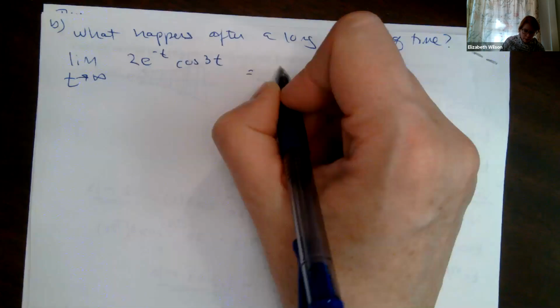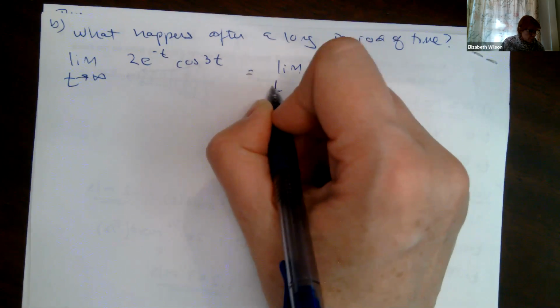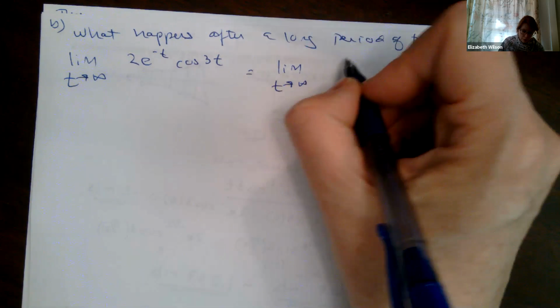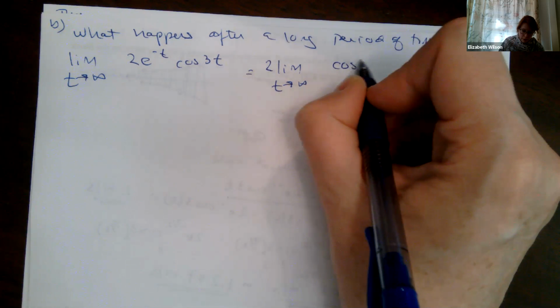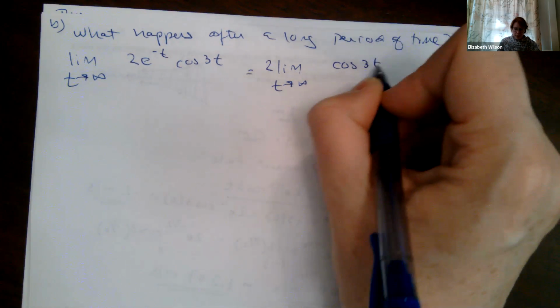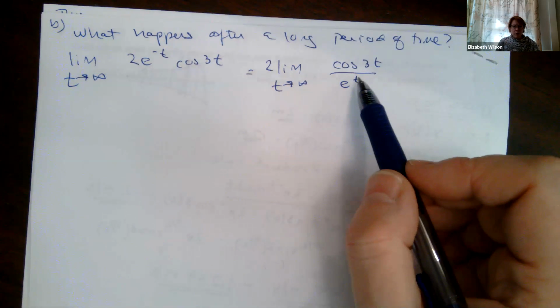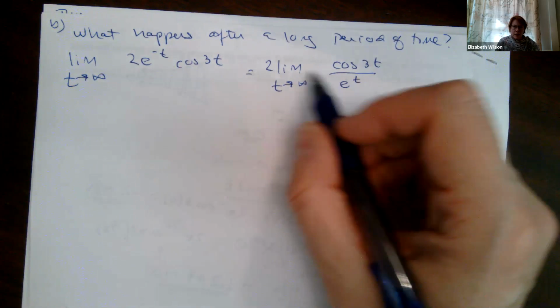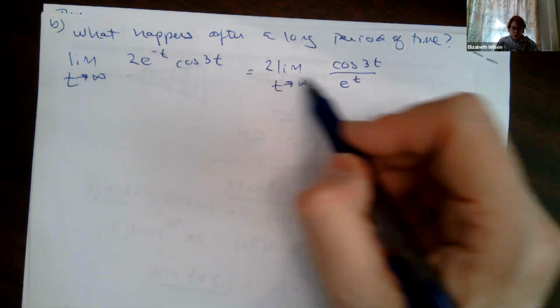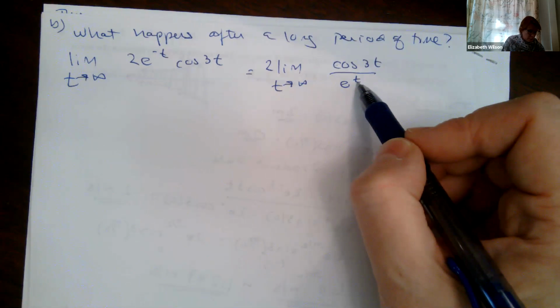Okay, so I'm going to rewrite this limit as t goes to infinity. That's going to be, I could put the 2 out front, cosine of 3t over e to the t. I do this to help me because the 2 is just going to be a multiplier on things, and then I brought the e down here to help me think about what's happening as t goes to infinity, right? So I'm going to take a look at different pieces.